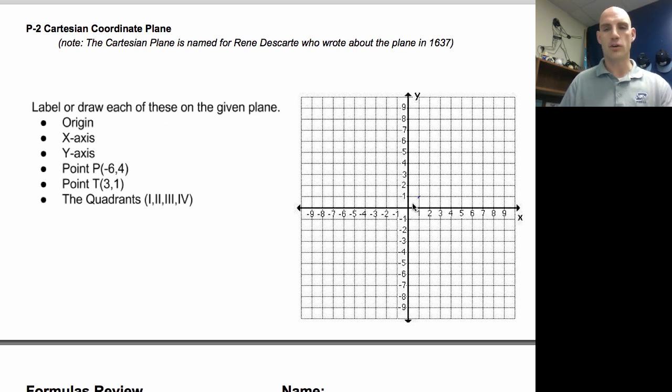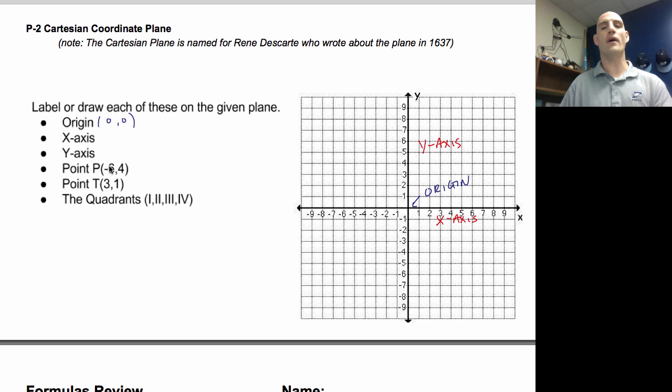So when we talk about the origin, as you hopefully recall, it is at 0, 0. That's the dead center. That's where the x and the y-axis intersect. The x-axis runs horizontally, and the y-axis runs vertically.